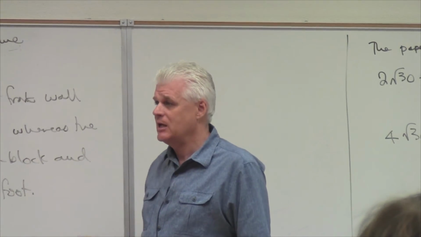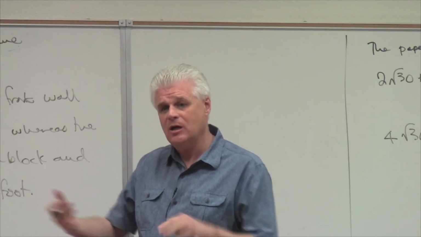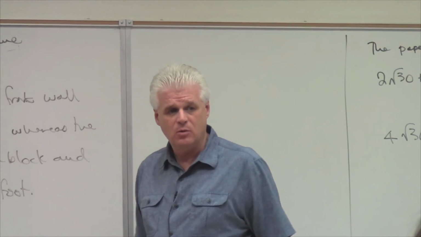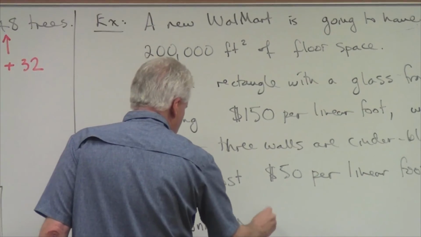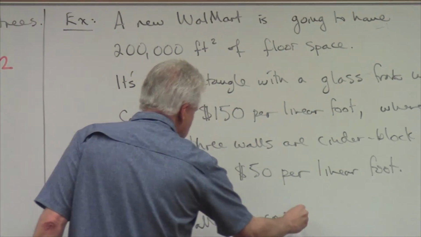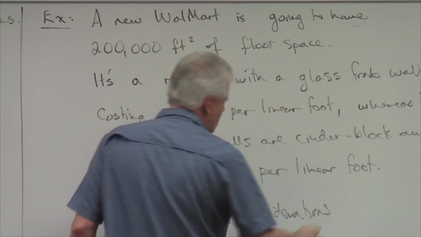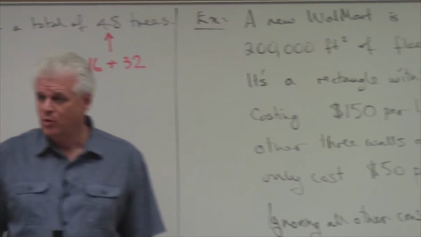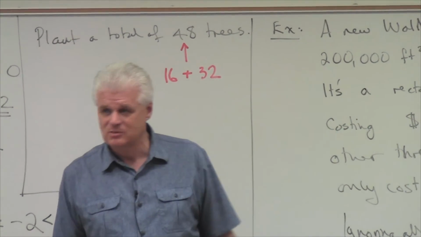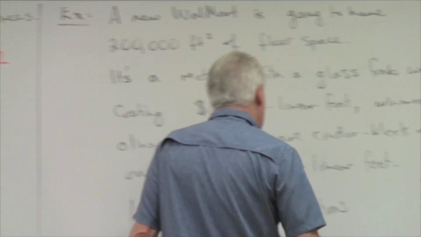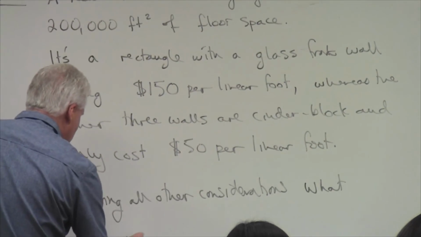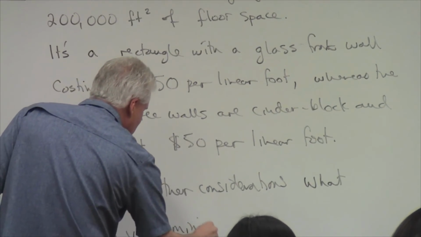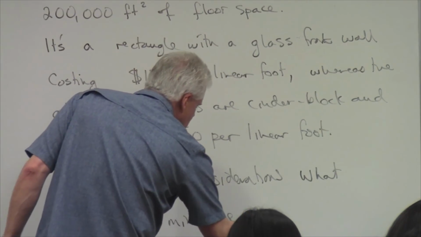What dimensions should you design it to be? In other words, how wide should it be? How long should it be? It's a rectangle. What dimensions would minimize cost? So ignoring all other considerations. So you don't need to start worrying about the roof or the floor or the doors or the windows or any of that kind of stuff. Ignoring everything else, what dimensions minimize construction cost?